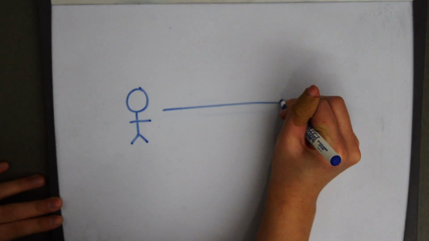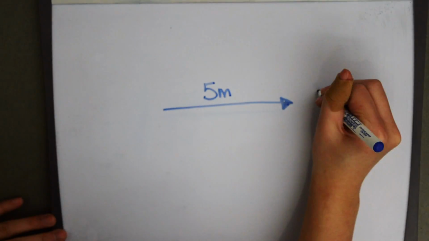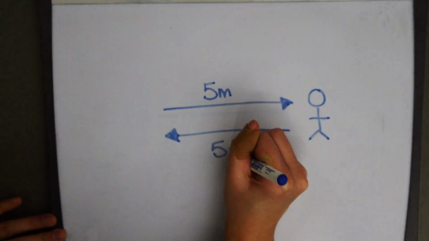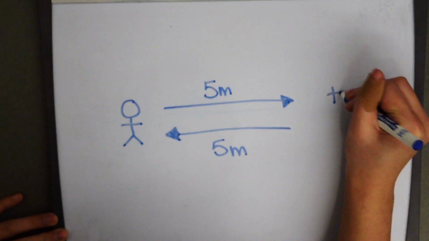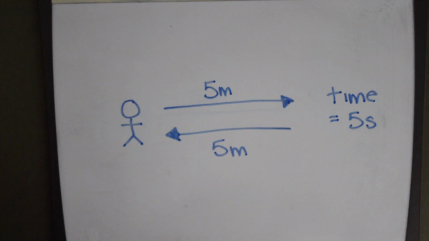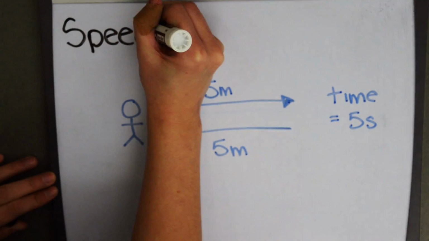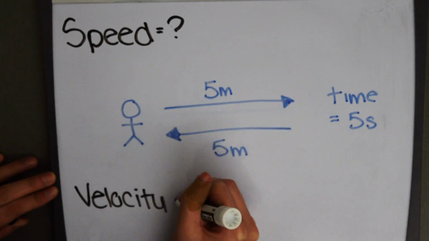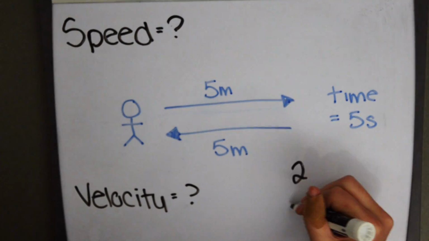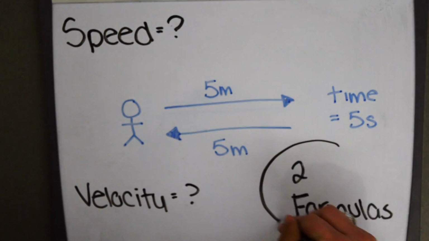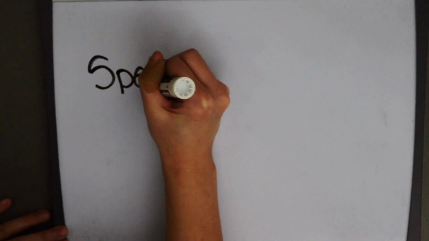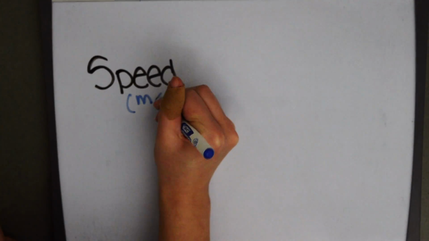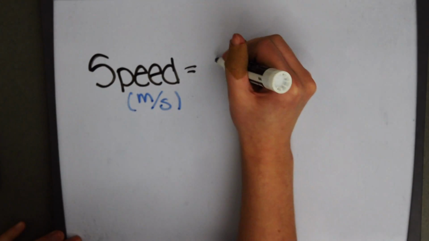Looking back at the example used for displacement and distance, at what speed and velocity is person A traveling if it took him 5 seconds to complete the 10-meter distance? In order to complete this question, we will need to learn two formulas. In order to calculate the speed traveled by person A, we must learn the following formula. Speed equals distance over time.